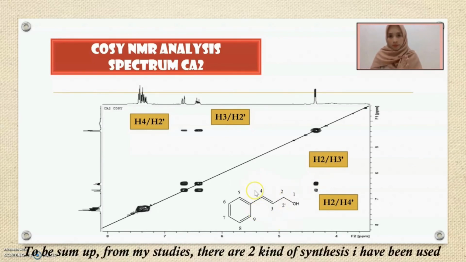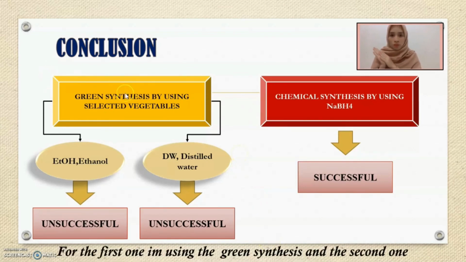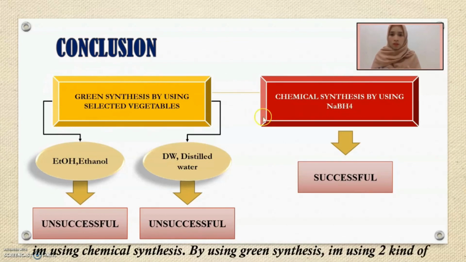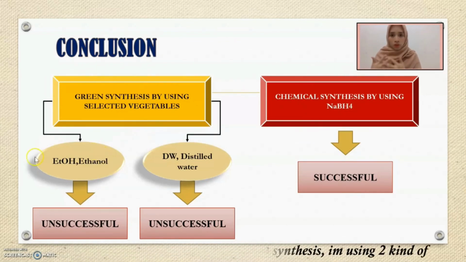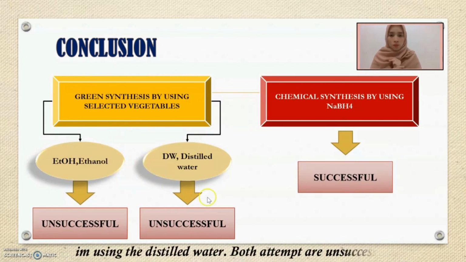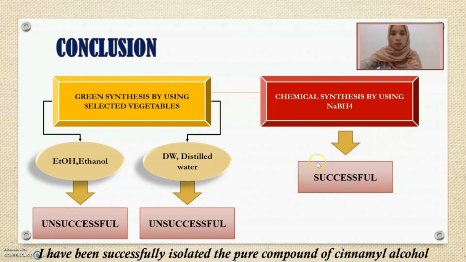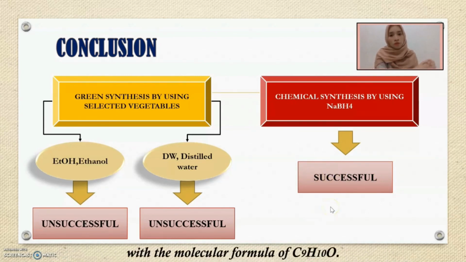To sum up, for my studies, two kinds of synthesis have been used. The first is green synthesis, and the second is chemical synthesis. In green synthesis, I'm using two different solvents: ethanol and distilled water. Both attempts were unsuccessful. In chemical synthesis with the help of sodium borohydride, I successfully isolated the pure compound cinnamyl alcohol with the molecular formula of C9H10O.